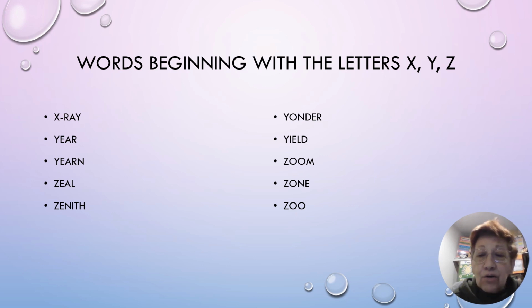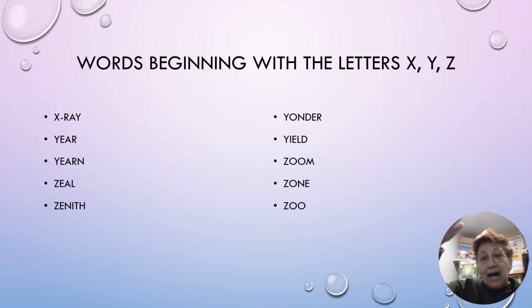Okay. Zeal. Zeal is eagerness. She had great zeal to complete her science project. So she was eager to finish the science project. Zeal. Or grandmother had great zeal to complete the Thanksgiving dinner for her family. Grandmother was very eager to complete the Thanksgiving dinner for her family. Zeal.